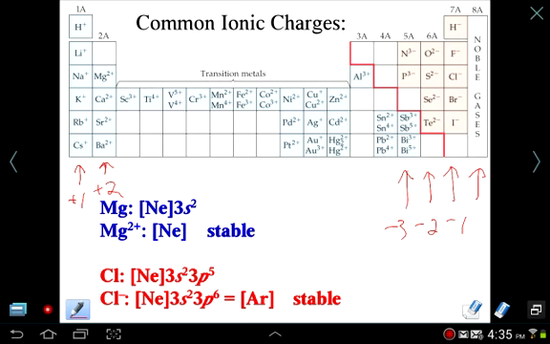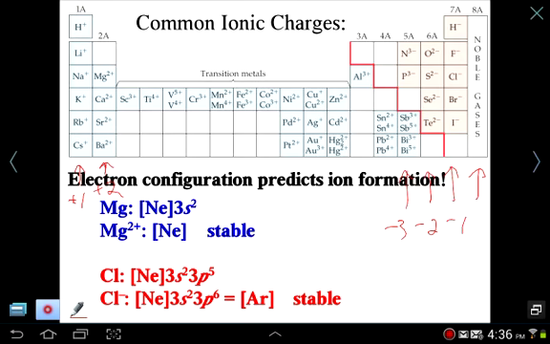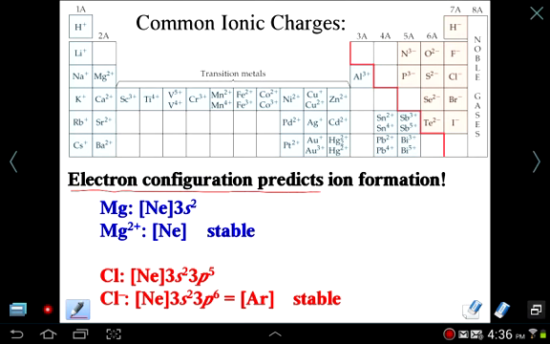Now these are full charges. However, what we have not discussed is the pattern to the d block metal ions, including some of the p block metallic elements down toward the bottom. So the idea is it's always true that the electron configuration will predict ion formation. We can see that easily with magnesium, how it's going to lose its 3s electrons, to become just like the noble gas neon. Its core electrons will then determine its charge.